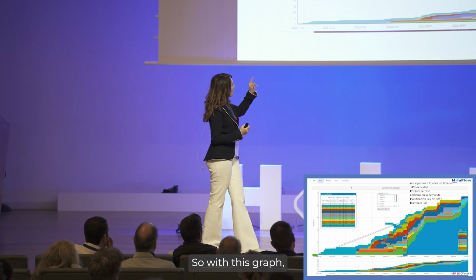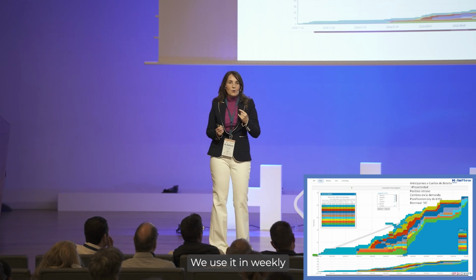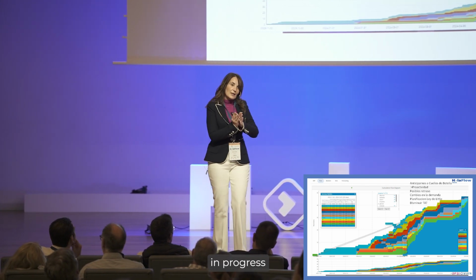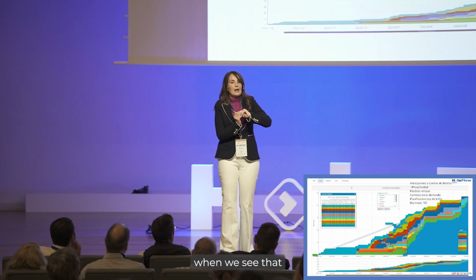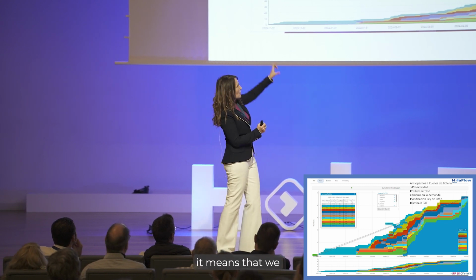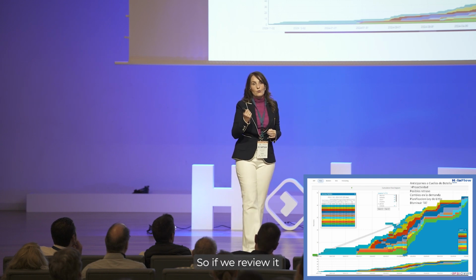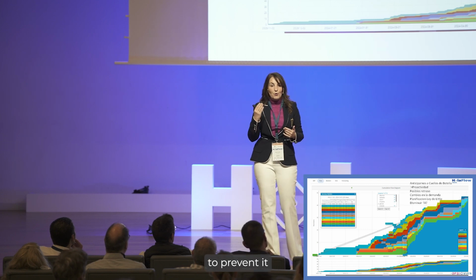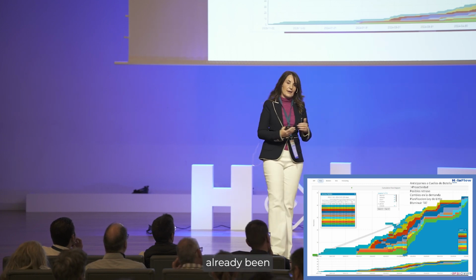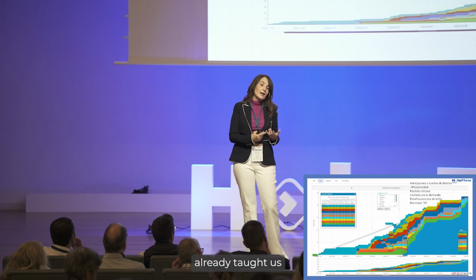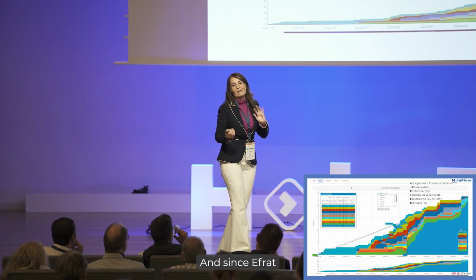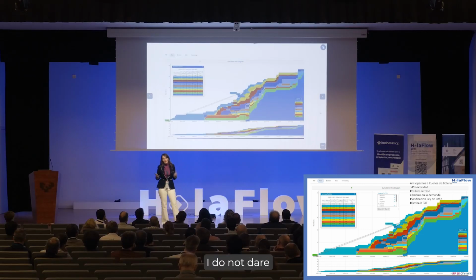So with this graph, what can we do? We use it in weekly or daily meetings, and with it, we can anticipate bottlenecks. Here, we can see that when the entire part of the work in progress is widening, when we see that there is a color widening, it means that we are having a bottleneck. So, if we review it continuously, we can be proactive and we can put improvement measures to prevent it from becoming a bottleneck. And if it has already been a bottleneck, they have already taught us what the methodology is to be able to correct it, the theory of constraints. And since Efrat has explained it very well, I do not dare say much more.